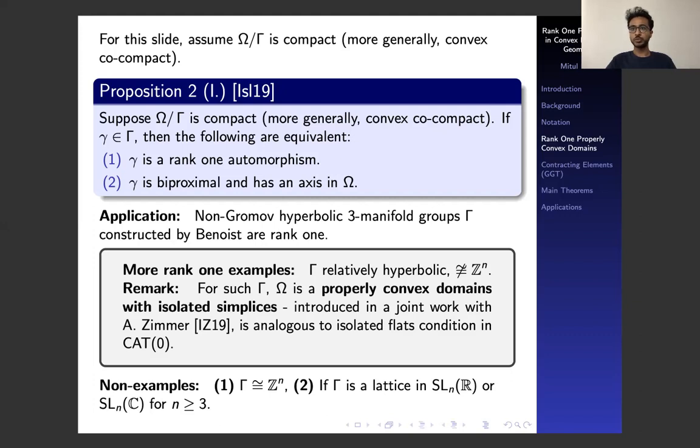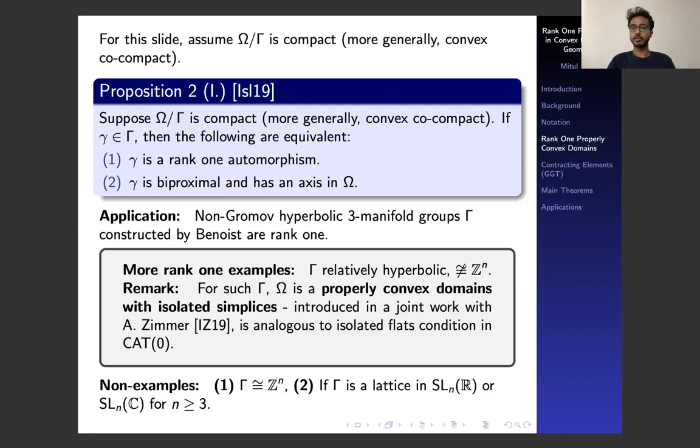Benoit used Coxeter groups to construct examples of non-Gromov hyperbolic 3-manifold groups. One can use computers to check that these Coxeter groups contain biproximal elements which have an axis in omega. So these examples constructed by Benoit are rank 1 groups. This shows that the class of rank 1 groups is larger than the class of Gromov hyperbolic groups acting on properly convex domains. And it also shows that the rank 1 properly convex domains is a larger class than strictly convex domains.